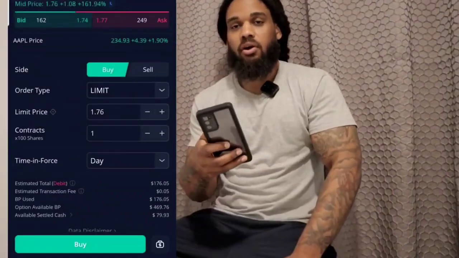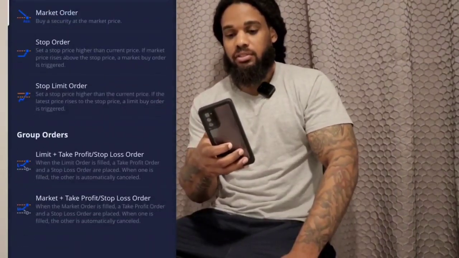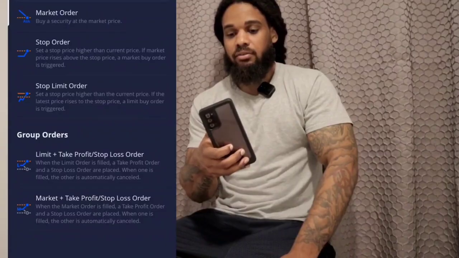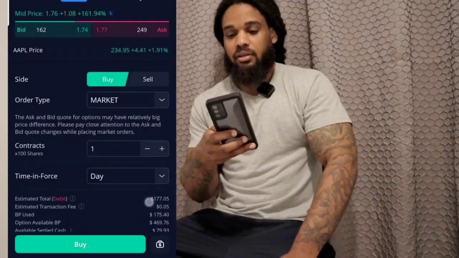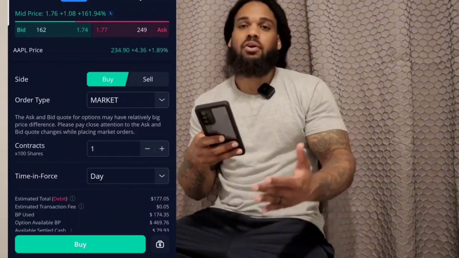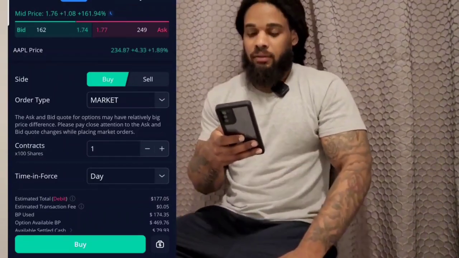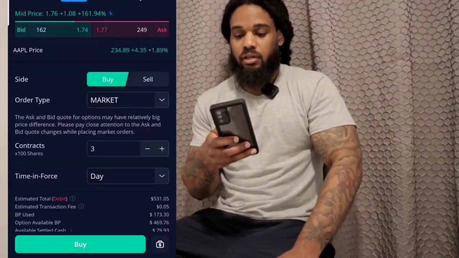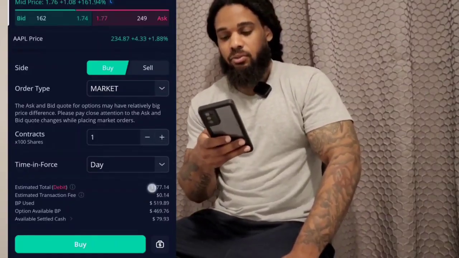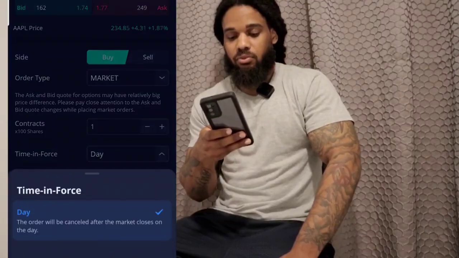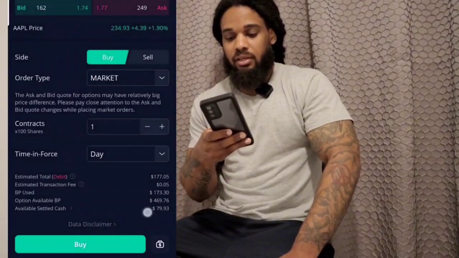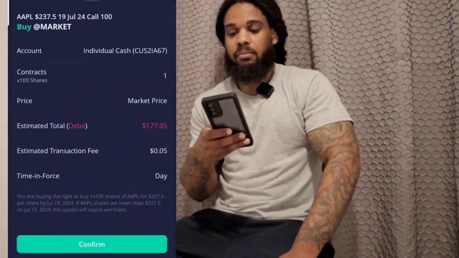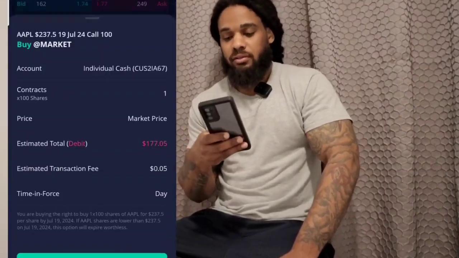If you wanted to do a market order, you just come to the section right there and click on market order, and it's going to bring you in wherever the market is at currently. So if you want to get 1, 2, 3, 4, 5 or more contracts, you can. And then you could do the same thing with time in force. You could do it for the day, and you hit buy and confirm, and then you'll be in the trade.